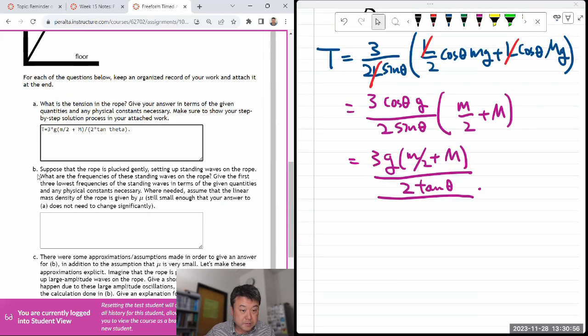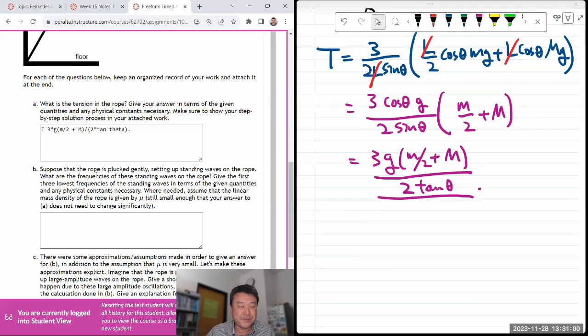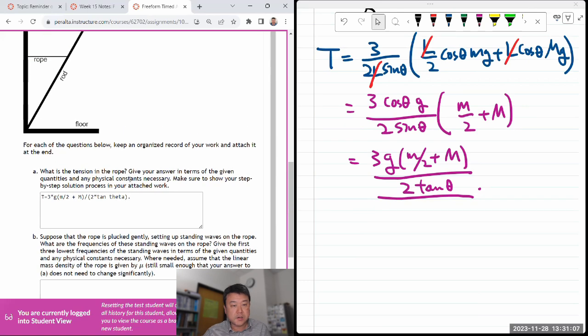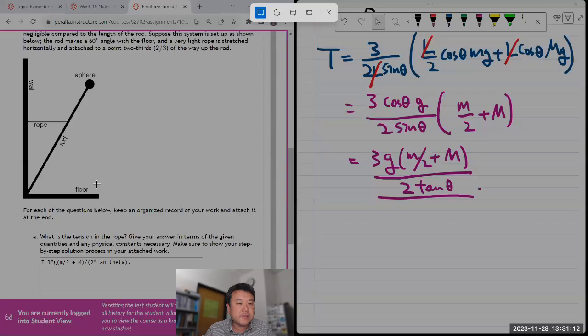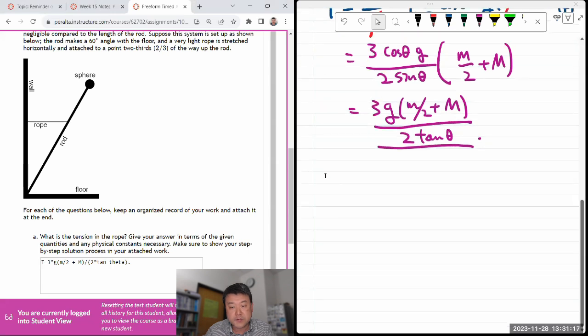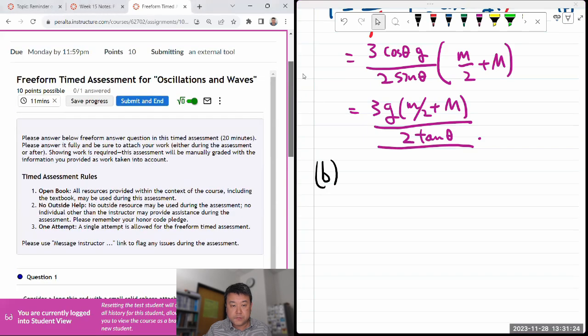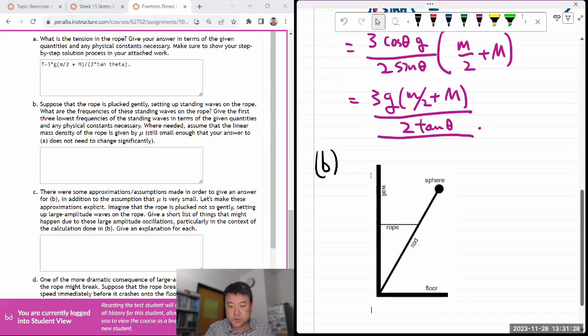Okay, let's see. So this is the wave part. Setting up standing waves on the rope. What are the frequencies of these standing waves on the rope? Oh, okay. From that picture, the thing I can get easily is the shape of the standing waves. So, for part B, 11 minutes. I've got 3 more parts. Okay, I'll have to go a little bit more quickly.